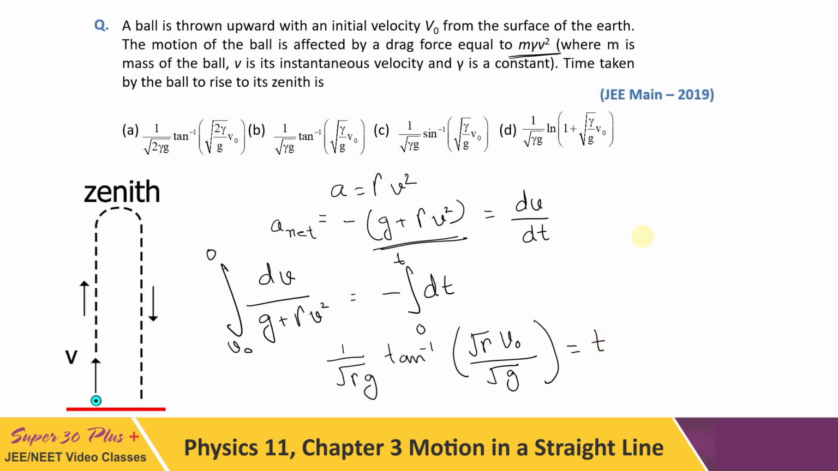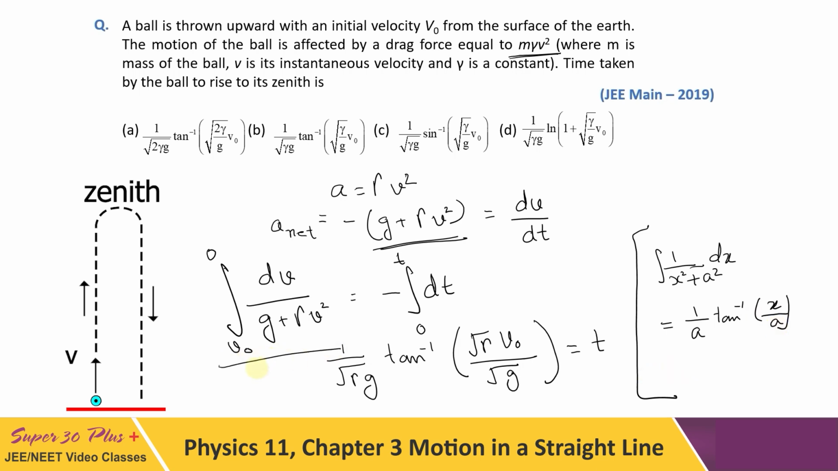Understood? Here I have used the standard formula for integration of the form 1 upon x square plus a square dx, result of which is 1 by a tan inverse x upon a. So this substitution, it is called substitution method. We have to use this substitution method to get integration of this value.